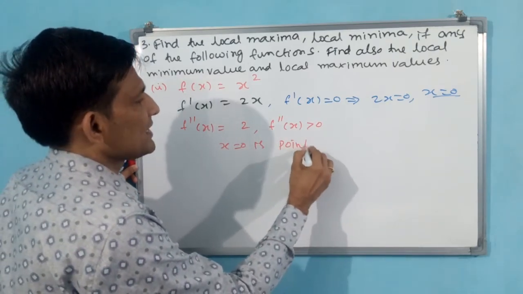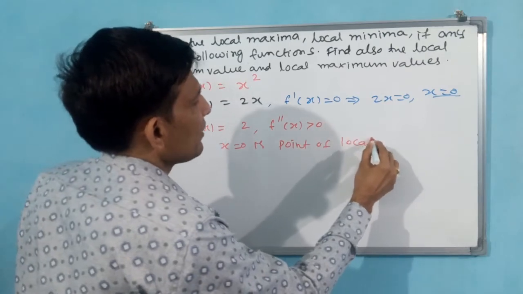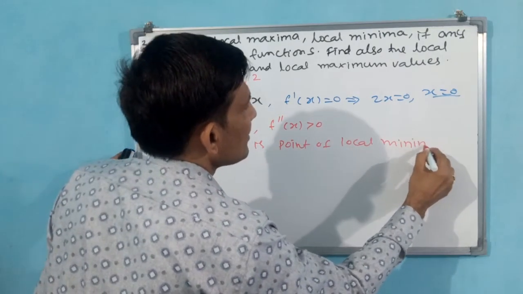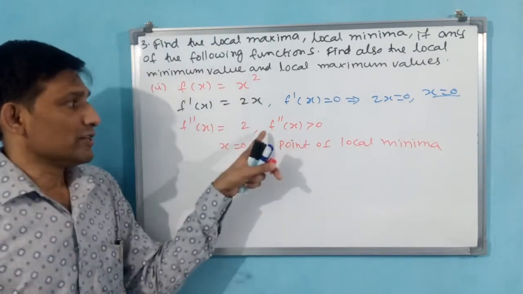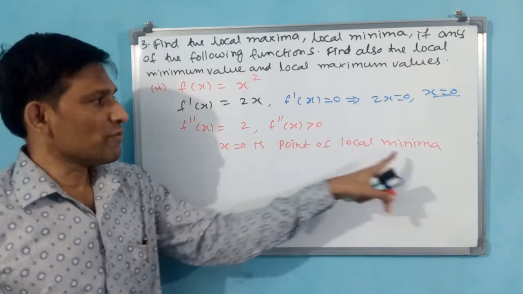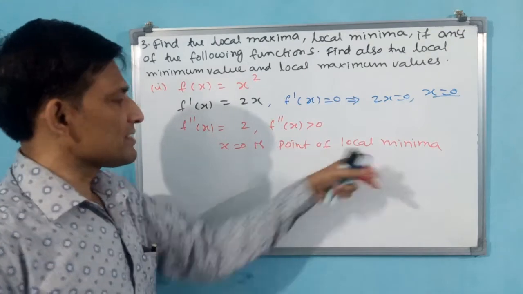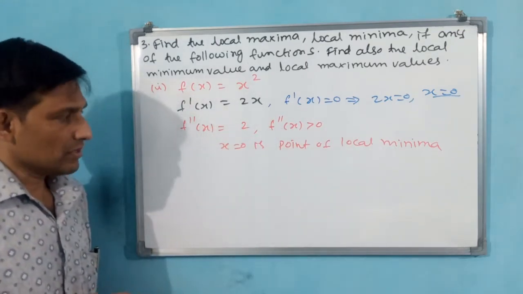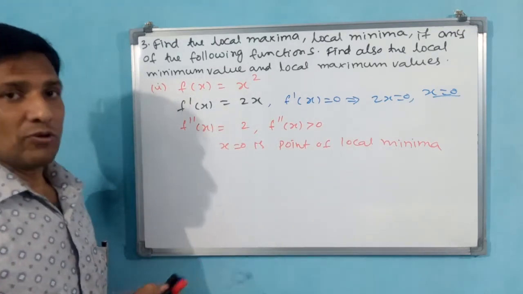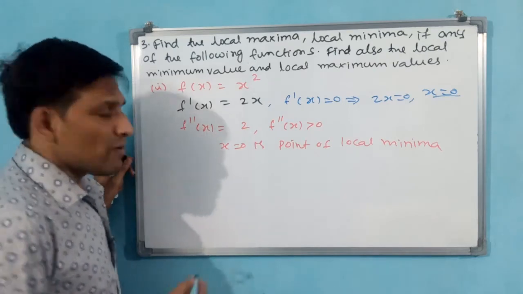point of local minima. Second derivative greater than 0 means minima. Second derivative less than 0 means maxima. Here what is there? Local minima. Okay? x is equal to 0. Then you can find the local minimum value also.